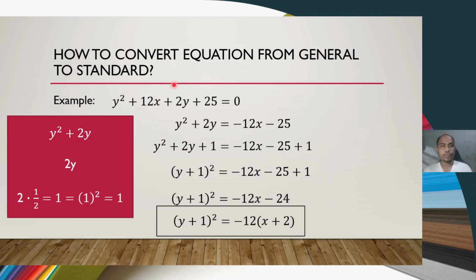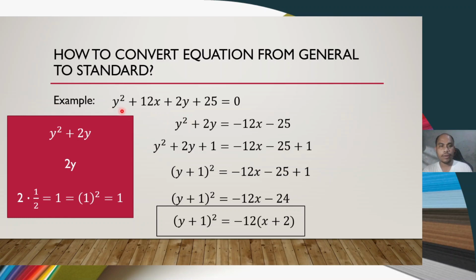Now, here's the first question. How to convert an equation from general to standard? So how do we convert this? We need to remember the form of our problem. The form of our problem is y squared plus 12x plus 2y plus 25 equals 0. This is in general form already. So we need to convert this one to standard. How do we convert it?